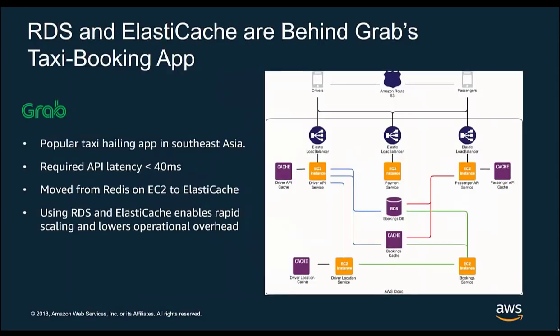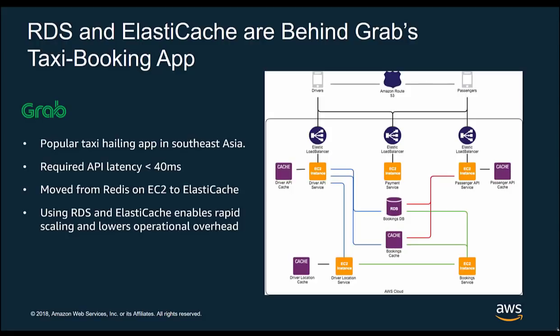Here's a quick look at one of our customers that uses RDS and ElastiCache. Grab is a popular taxi hailing app in Southeast Asia, and their required API latency is less than 40 milliseconds. So that 40 milliseconds is going to factor in a number of different things. It's not just a query, it's API latency, right? So everything in the API has to be able to respond in less than that 40 milliseconds.